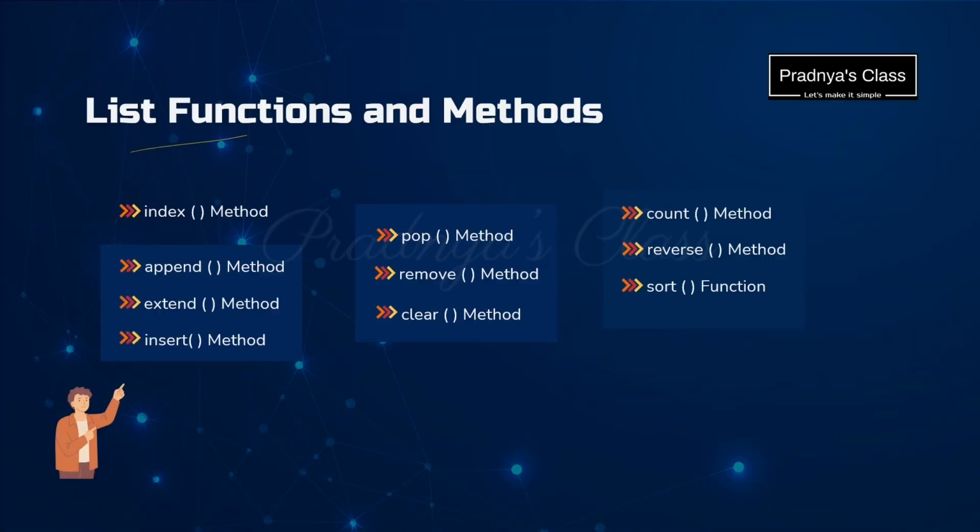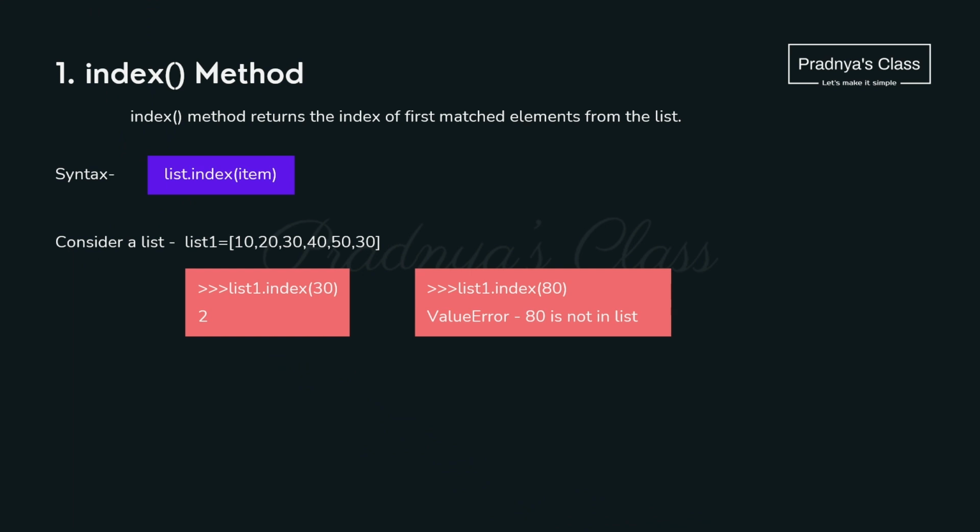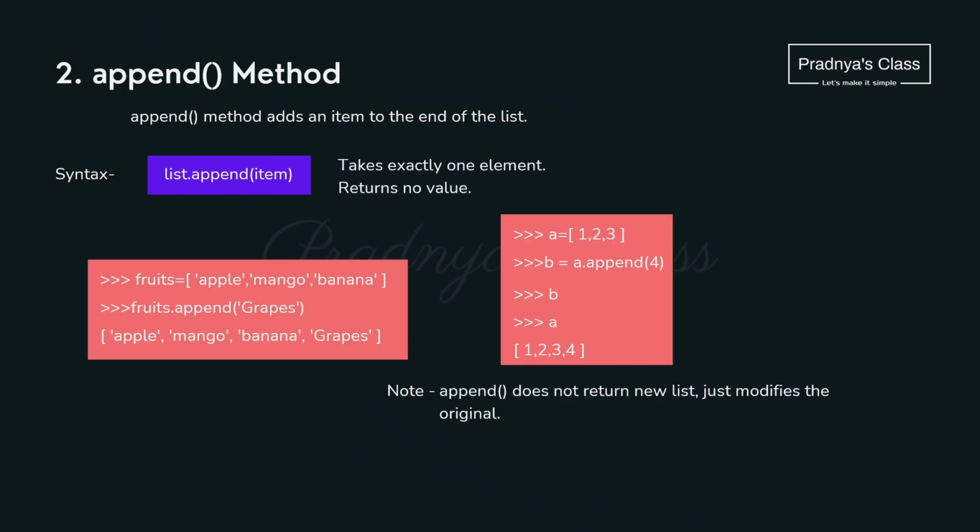Now look at some of the functions and methods associated with list. The first is the index method. It gives the index of the first matching element. The important method associated with list is append. It is used to add an item at the end of the list. Here is the given list. We need to add one item to the list, so it will get added at the end.